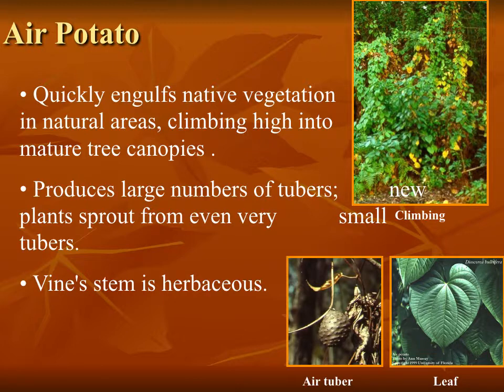Air potato rarely flowers, at least here in the state of Florida. It's primarily spread by the air potato tubers. As you can see, they'll hang onto the vine, and even the smallest little "potato" will become a new plant next season. It is herbaceous, whereas kudzu is woody. So they're very easy to distinguish from one another.